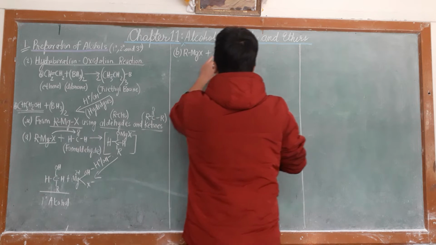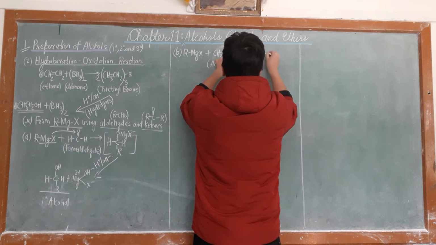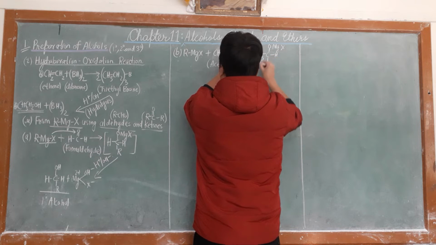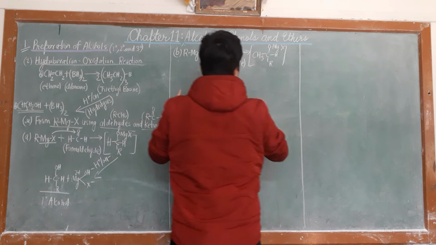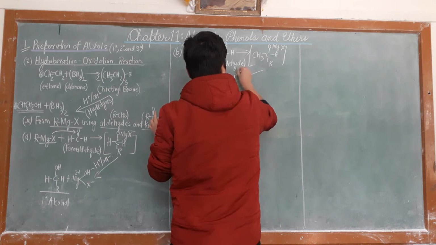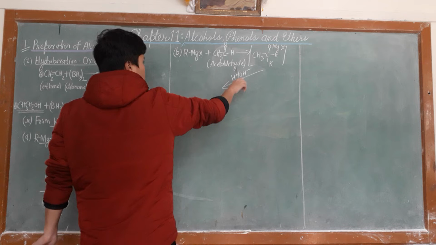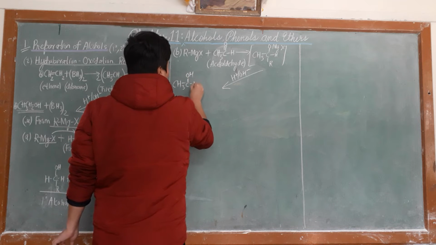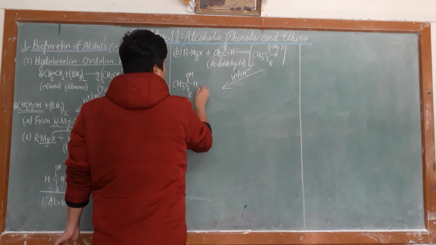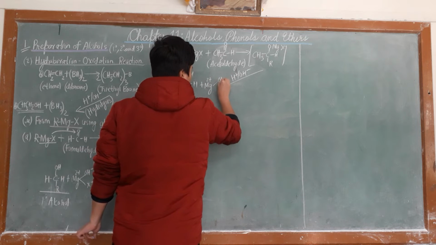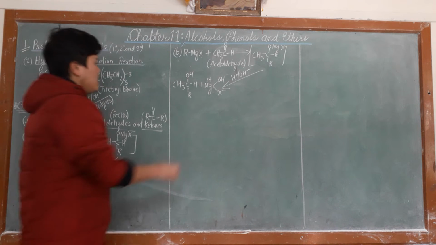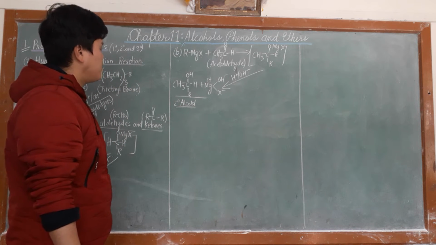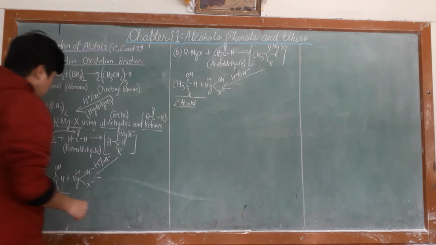First, the intermediate. Okay, now the next step is hydrolysis. Now when you do hydrolysis, what you will get is CH3 C OH H R. Okay, this will be the product, and this is the secondary alcohol, because there are branching chains.